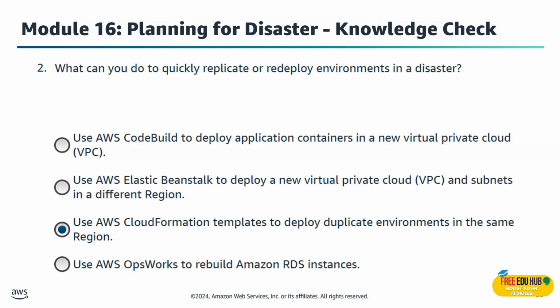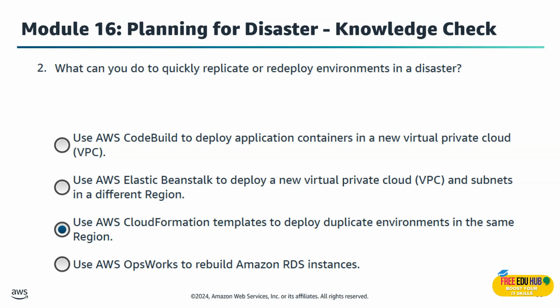Question number 2 asks: what can you do to quickly replicate or redeploy an environment in a disaster? The right answer is to use AWS CloudFormation templates to deploy duplicate environments in the same region. Infrastructure as code can be used here. That would let you stand up consistent stacks fast. In a disaster, redeploying from templates is the quickest solution, with which we can run repeatable tasks and paths to gain the objective.